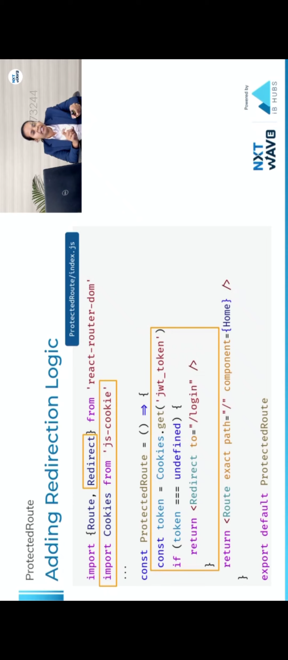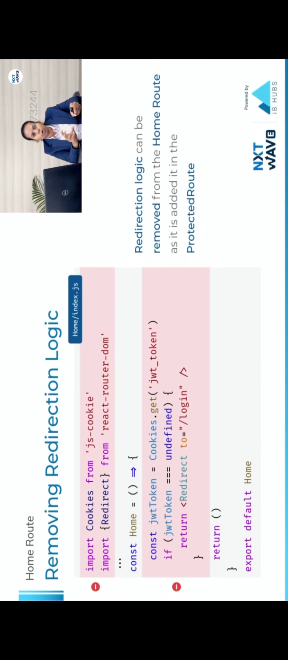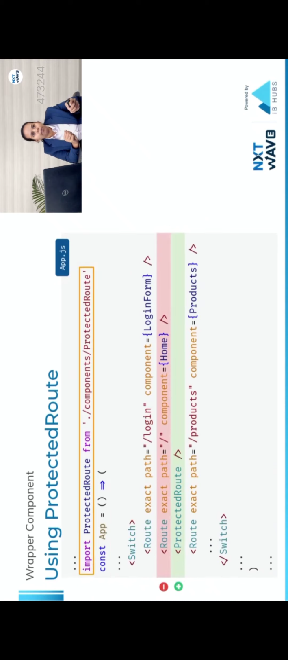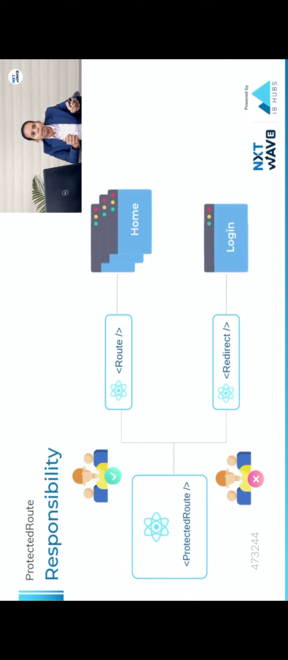Okay, so now we have added that redirection logic into the wrapper component. So we no longer need to add this into the home. So in the home, there's no necessity of this redirection logic. So we can directly remove it. Okay, so now we are done with writing the wrapper component. So now instead of writing the route, we will replace it with the wrapper component which is protected route. Okay, so instead of route home, we are displaying the protected route. Okay, clear? So now what will happen? So firstly, within the switch, we have the protected route. So if the user is authenticated, then he will be navigated to the home route. If the user is not authenticated, he'll get redirected to the login route. Okay, so let's do these steps.